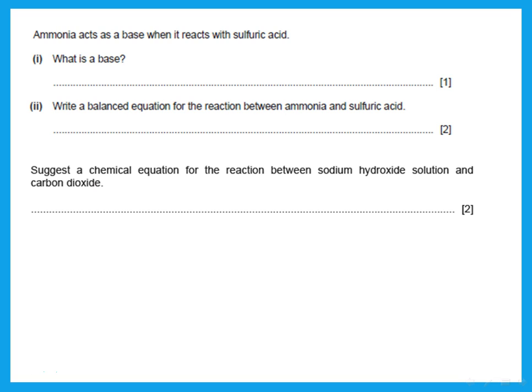Ammonia acts as a base. What is a base? Remember we said, what is a base? A base is a proton acceptor. That is the definition of it. And then he's saying write a balanced equation for the reaction between ammonia and sulfuric acid. What is the reaction between ammonia and sulfuric acid? We said ammonia plus sulfuric acid would give ammonium sulfate. Remember the valency of sulfate is 2, so I have to put 2 under the ammonium, and that needs a balancing of 2 before the ammonia, before the acid.